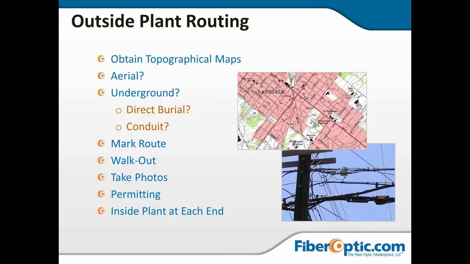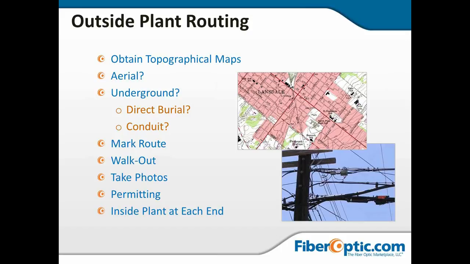Then we start drawing the route itself. We start drawing on the map and trying to figure out the best way to get there, generally the shortest possible route. But then we're going to take that and we're going to go walk it out. We're going to take pictures of everything along the proposed route.